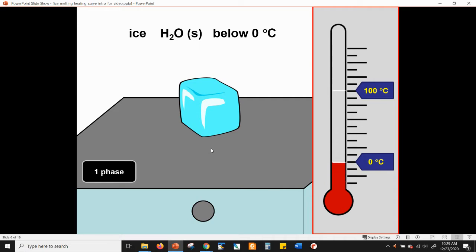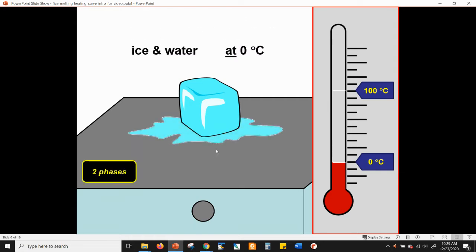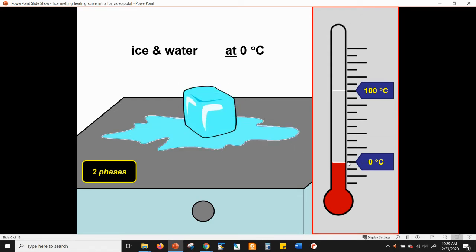As heat from the air enters that ice cube, eventually the ice cube is going to warm up. It's going to warm up until it reaches 0 degrees. When it reaches 0 degrees, it starts melting. And now we have ice at 0 degrees Celsius and water at 0 degrees Celsius. They can't get any warmer until all the ice melts. So that ice cube is going to continue to melt, and notice it's staying at 0 degrees Celsius. The solid ice and the liquid water both stay at 0 degrees Celsius until the ice cube entirely melts.